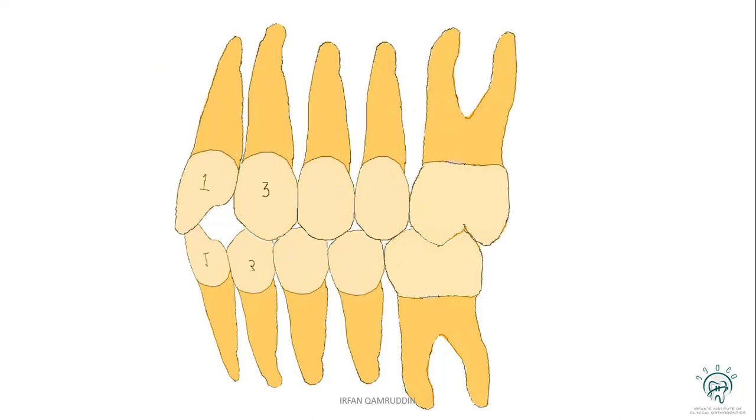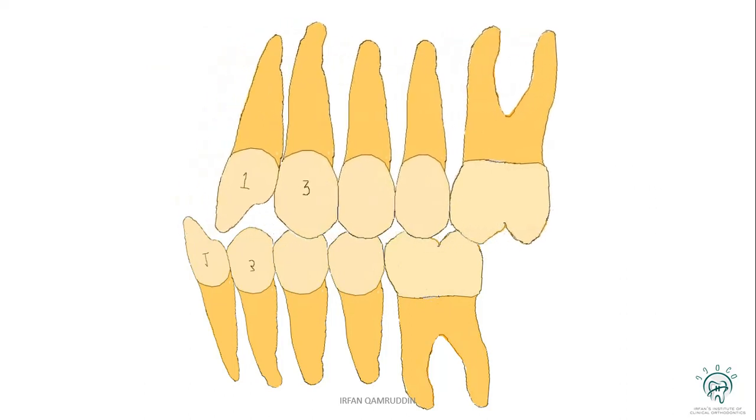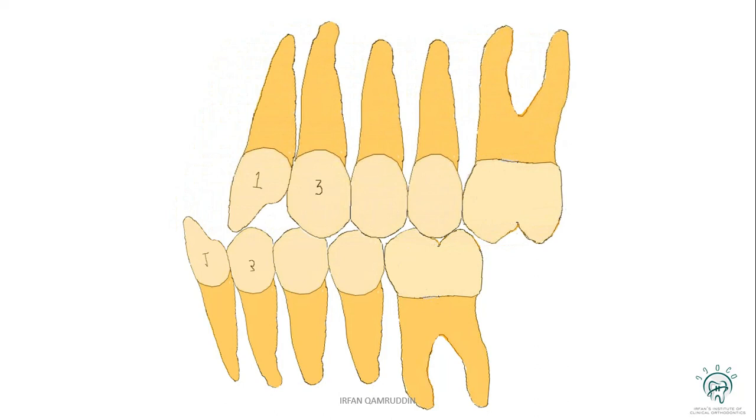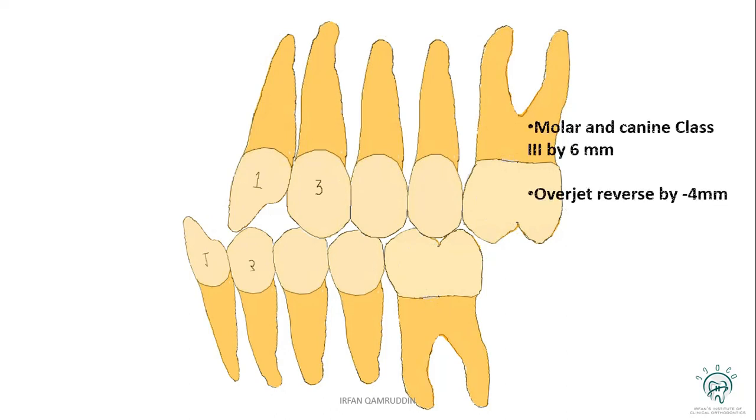On the other hand, if there is mandibular prognathism or maxillary deficiency or maybe just a dental problem, and the lower molar is 6 millimeters ahead of the upper molar, that results in reverse overjet of minus 4 millimeters. The reason is the same: 2 millimeters was normal and the lower incisors have moved 6 millimeters ahead of the upper, so 6 minus 2 results in 4 millimeters reverse overjet, and this is class 3 malocclusion.